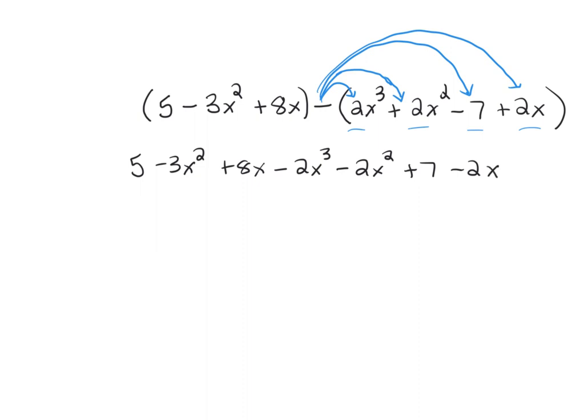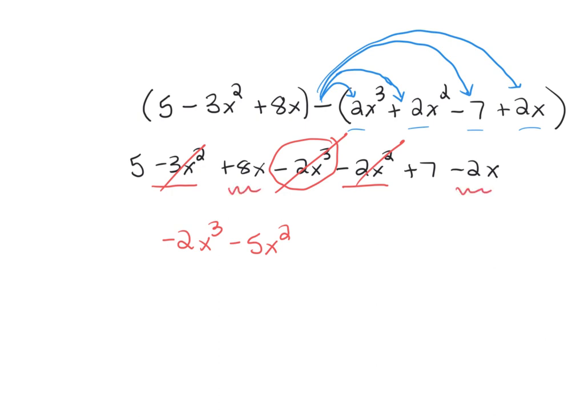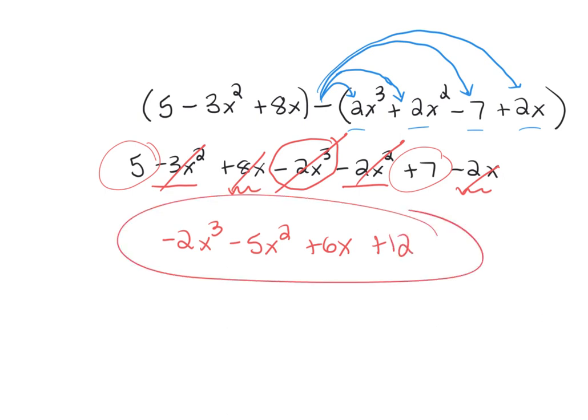Now, I like to look for the highest degree first, so I only have this one, negative 2x to the third. And then after I deal with it, I like to cross it off. Okay, negative 3x squared minus 2x squared goes to minus 5x squared. I've dealt with it, I'm getting rid of it. All right, 8x minus 2x is 6x. And then 5 plus 7 is 12. So there I have subtracted those two polynomials together.